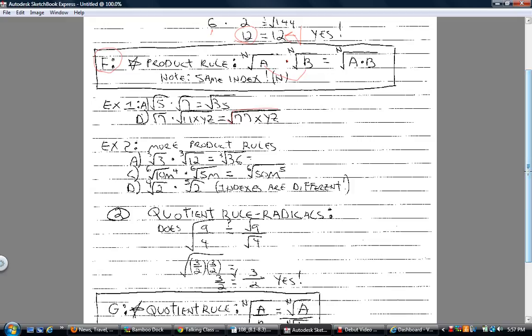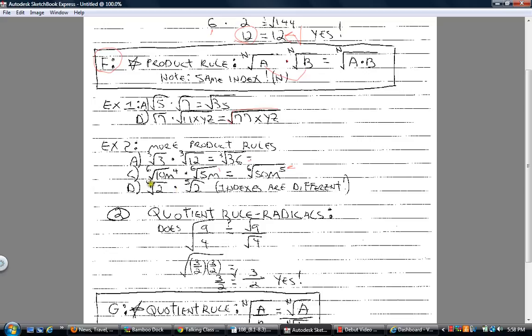It's not too bad. How about example 2, some more product rules. You're multiplying now. Do you have the same index? Yes. So 3 times 12 is 36. You're taking a cube root of 36, and that's all you can do on that one. Over here you've got the same index, you're taking the 6th root, so multiply the radicands. So 10 times 5 is 50, m to the 4th times m to the 1st, add them up, m to the 5th, and you're on your way.